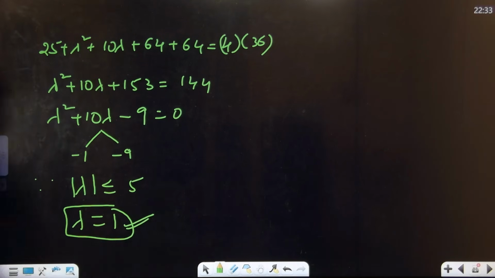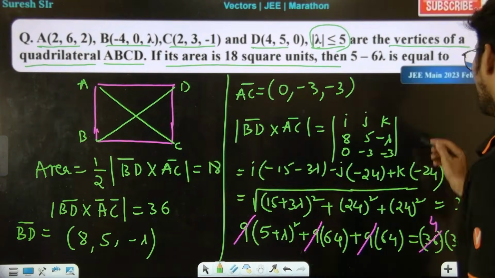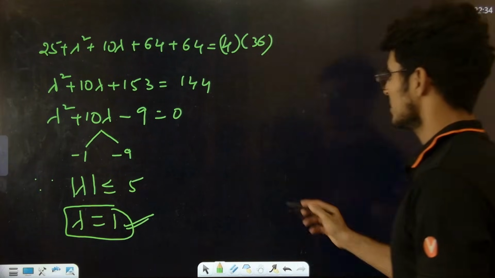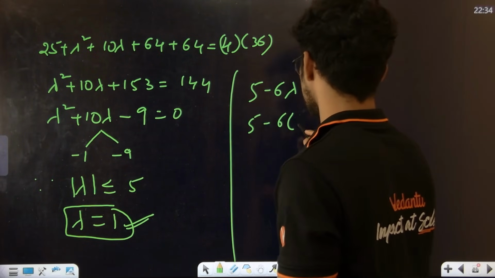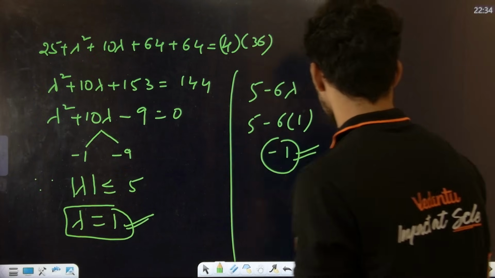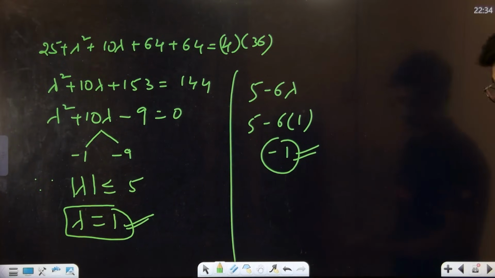Yes or no? Lambda is equal to minus 1, consider that. If we consider that lambda value, what do we get, sir? What is the requirement? We need 5 minus 6 lambda, right? So 5 minus 6 lambda, 5 minus 6 into 1. So minus 1 should be the answer. Check. Minus 1 should be the answer. This is our answer. Let us check.